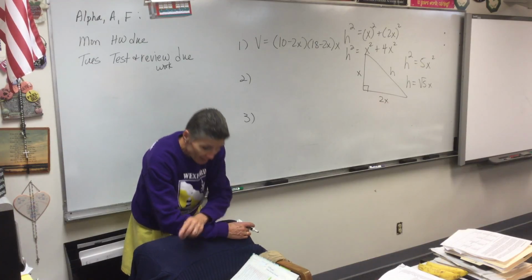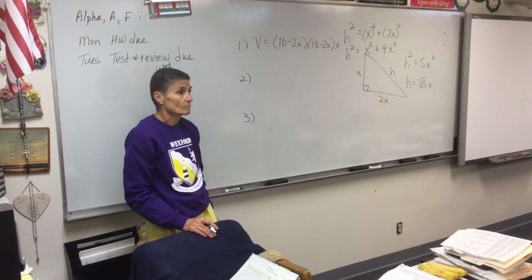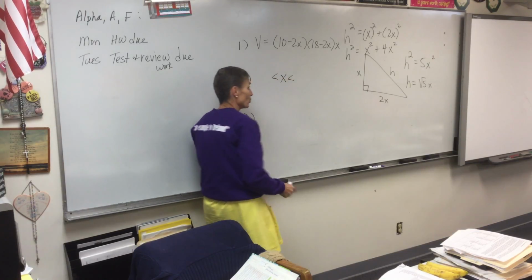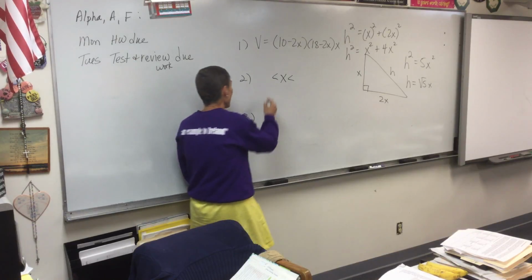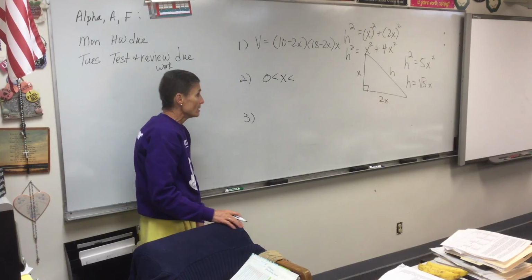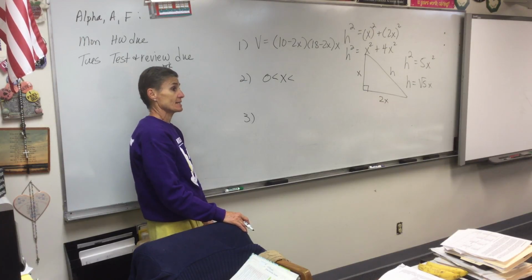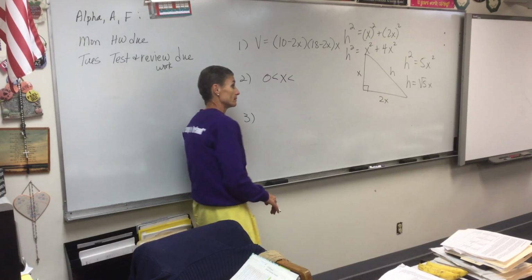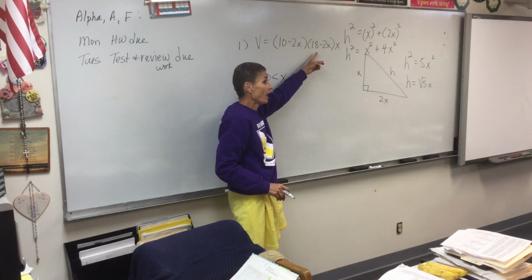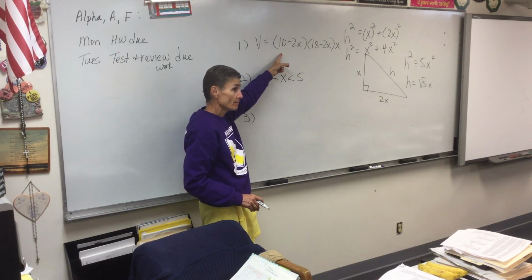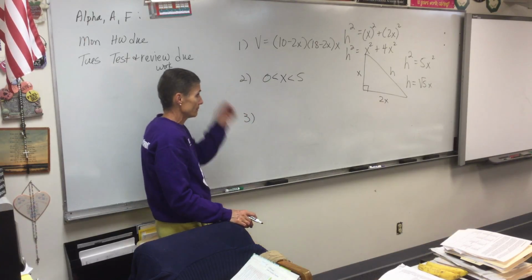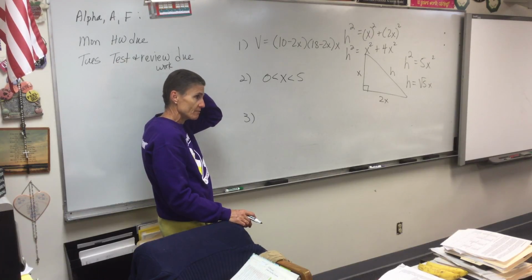Question 2. Find the domain. That means x is going to be between what and what? 0. Always 0. X will never be negative in this problem, right? And in this case, up to 5. For this dimension, it could be 9, but could it be 9 for this dimension? No, you gotta go with the small one. Remember, your paper's only 10 wide. You can't take 9 off each side of 10.